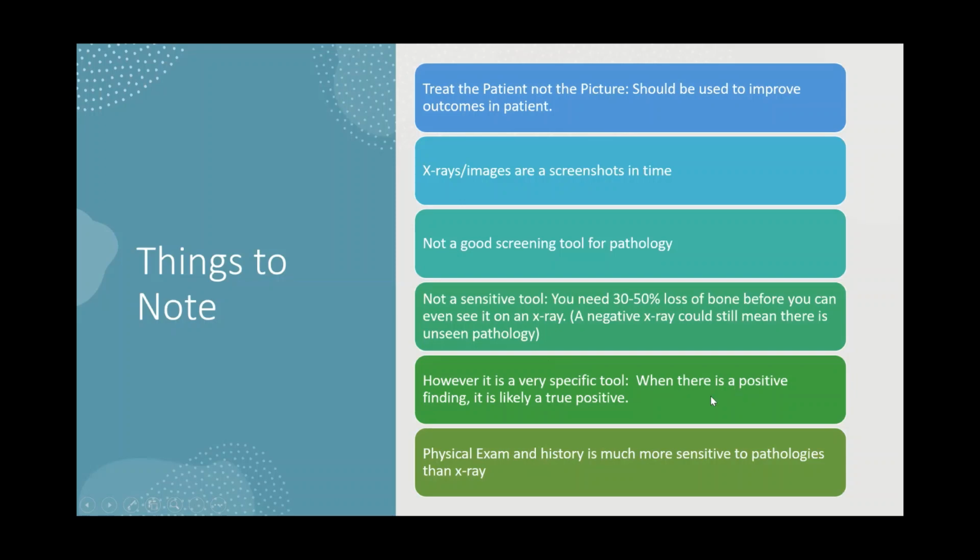So if there is a positive finding on the X-ray, most likely it is a true positive, and what you're seeing is actually there. If you see a fracture on an X-ray, most likely there is a fracture. And lastly, the physical exam and history is more sensitive to pathologies than X-ray. So you're more likely to figure out something is wrong through a physical exam and a history than you are by doing an X-ray.